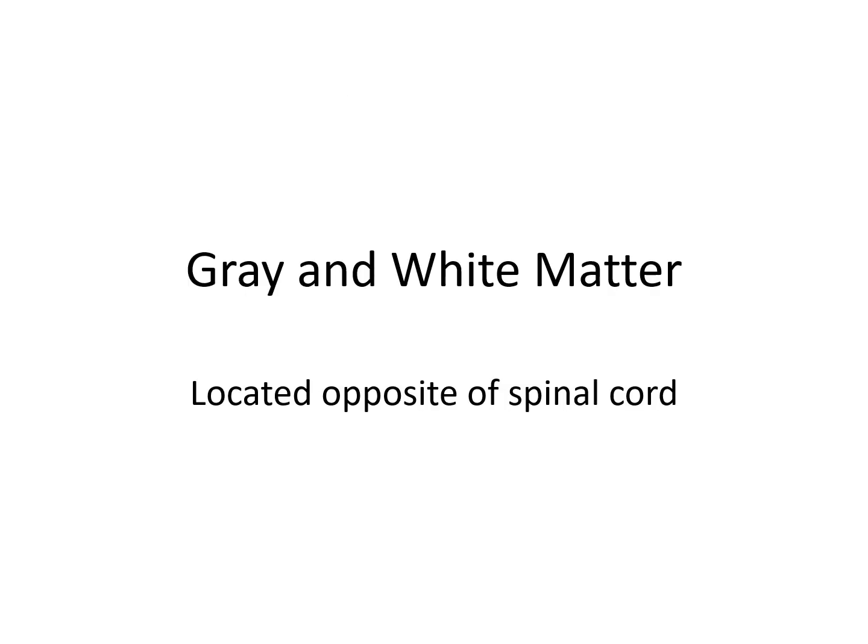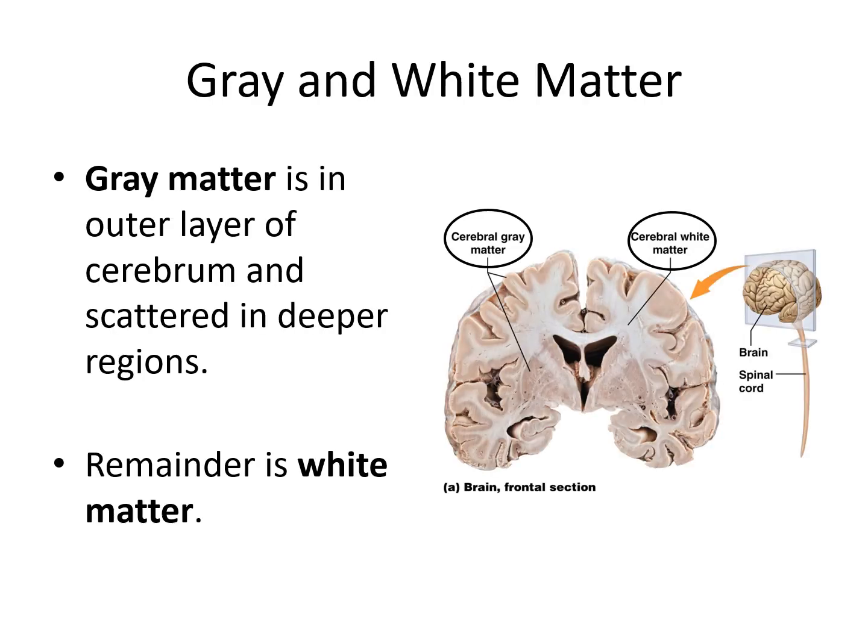Now, we mentioned the gray and white matter in the spinal cord. There's also gray and white matter in the brain as well, in the cerebrum. But as we will see, the gray and white matter are opposite to that of the spinal cord. In the cerebrum, the gray matter is outside the white matter. Remember, in the spinal cord, it was the white matter that surrounded the butterfly-shaped gray matter.